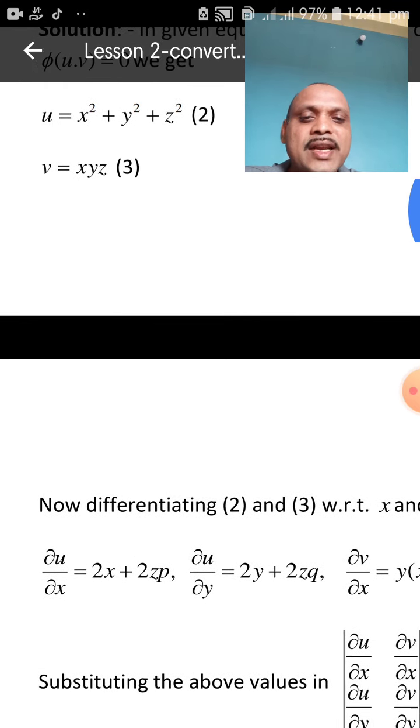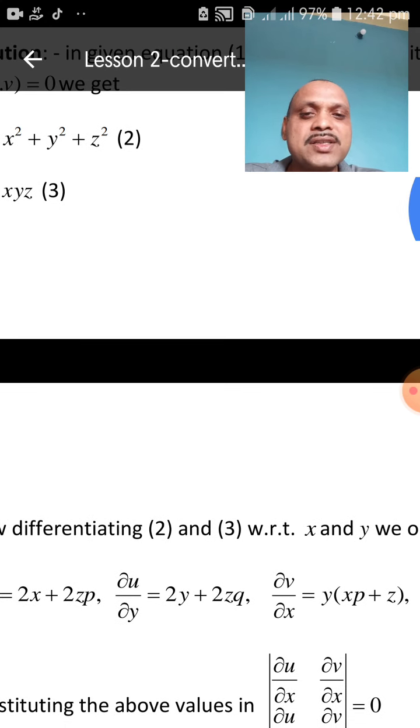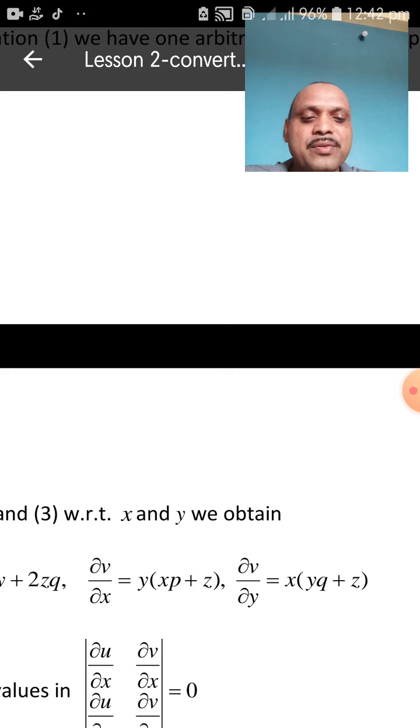And del v by del x: y is constant, x and z are the variables, so apply the product rule. Y constant, derivative of first function x as it is, derivative of z is del z by del x, so we get here p, plus derivative of x is 1 and z as it is. Similarly, derivative with respect to y, x is constant and y into q plus z.